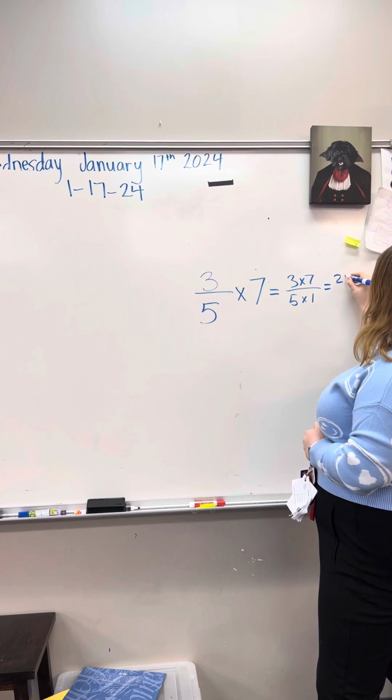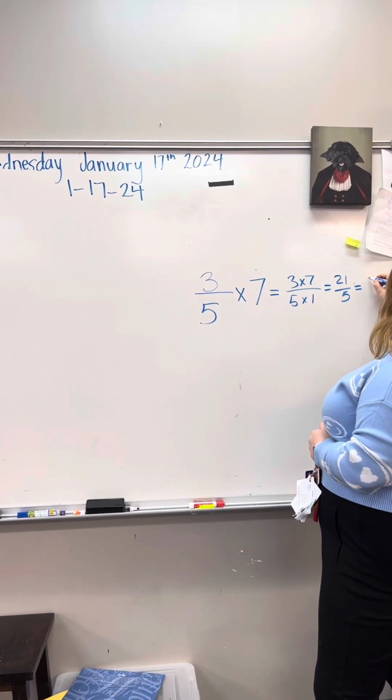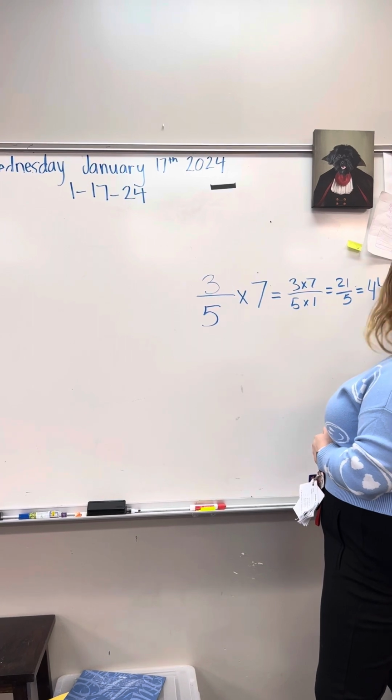That is 21/5, which reduces to 4 wholes and 1/5.